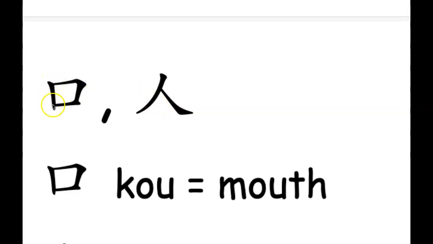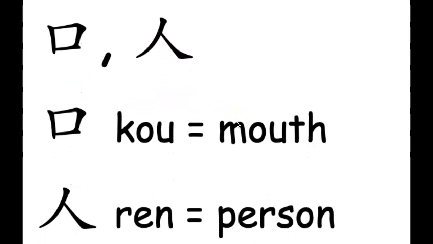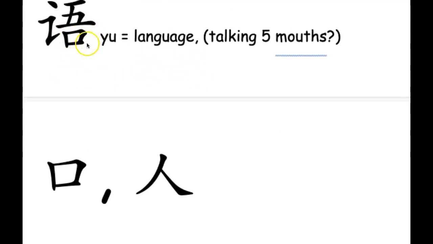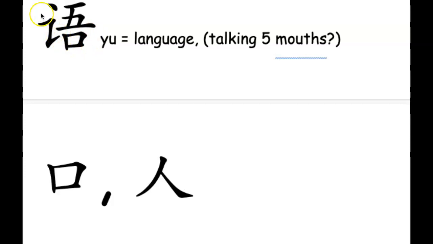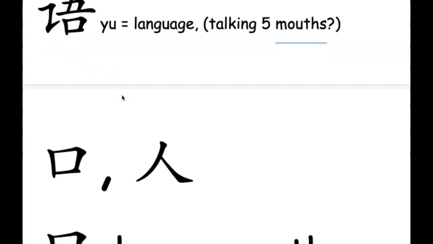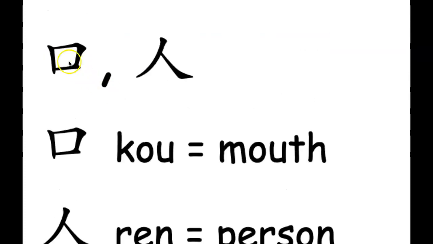So kou, down, first stroke. Second stroke is over and across. Third is close a box. This one is called kou, and it means mouth. Kou. And this is ren again. It means person. We've done that before. So ren means person. And these are complete characters. Kou is mouth. Ren is person. We saw kou back up here, tucked into this character with talking five mouths. There's the mouth. But kou in and of itself, by itself, is a character.